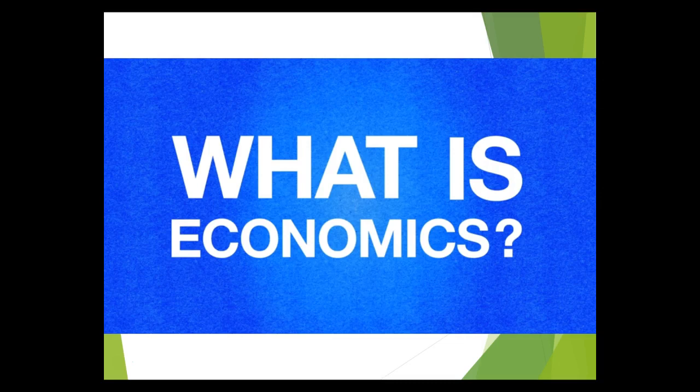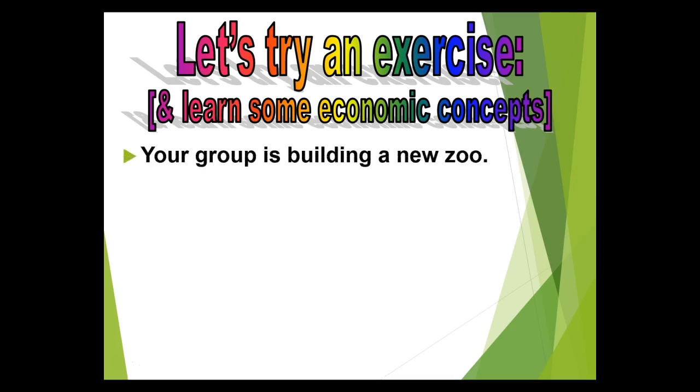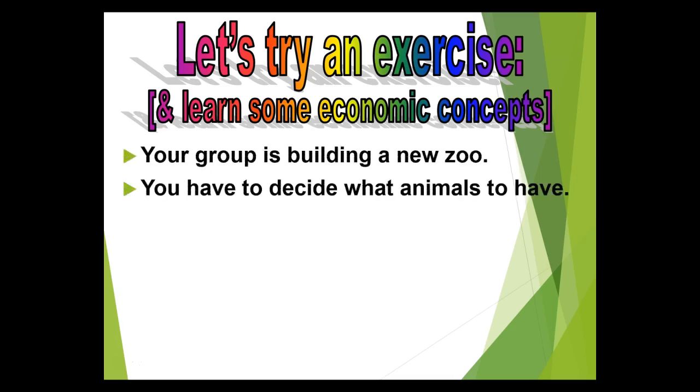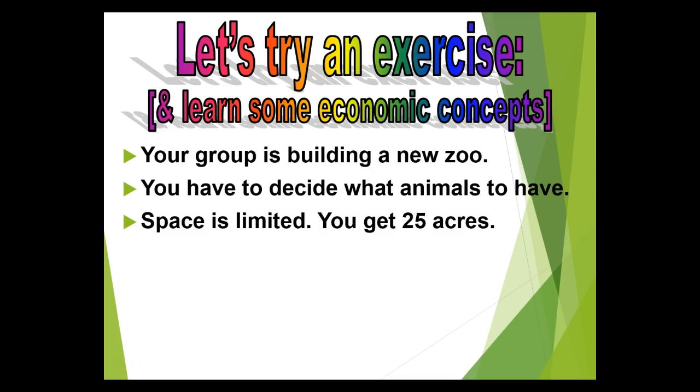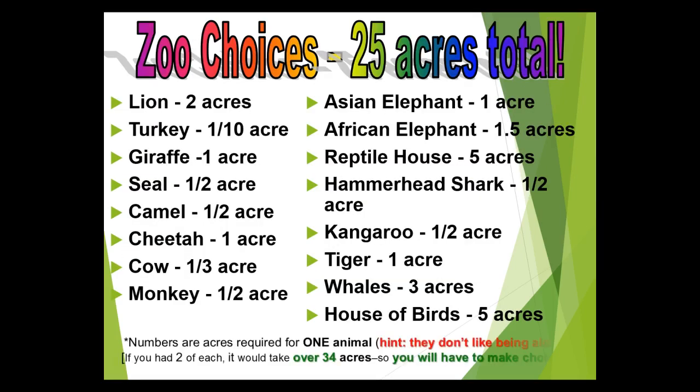So first we want to talk about this idea of scarcity, and to do that we're going to start by thinking through an exercise. In class you will have worked on building your own zoo. Each group was given a 25 square acre zoo plot, and each group had to decide what animals they wanted to include in their zoo, recognizing there was limited space. And so you worked to figure out which animals you wanted to put in your zoo.